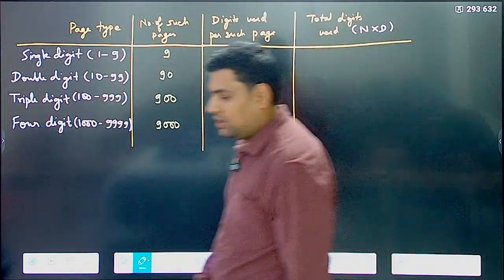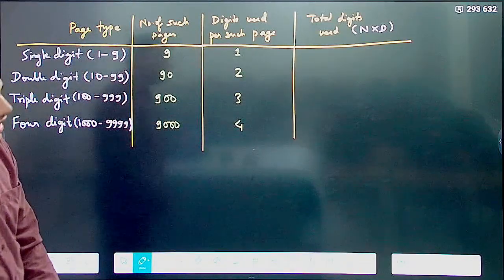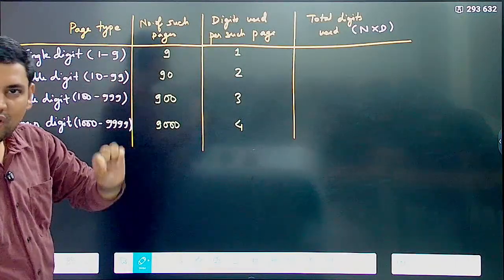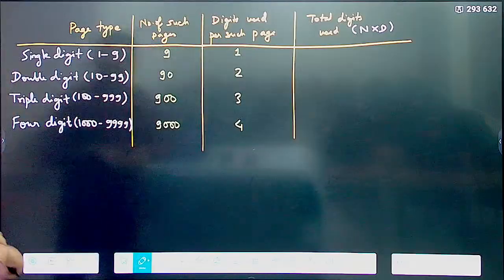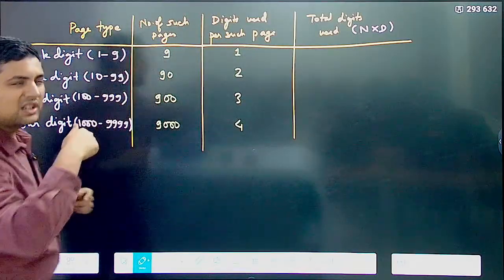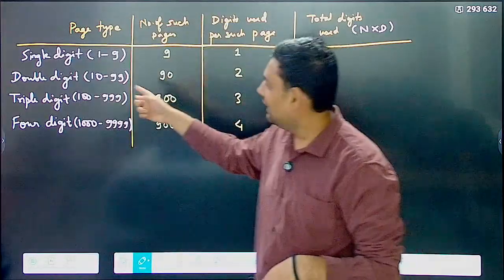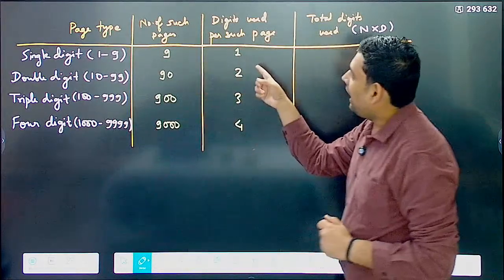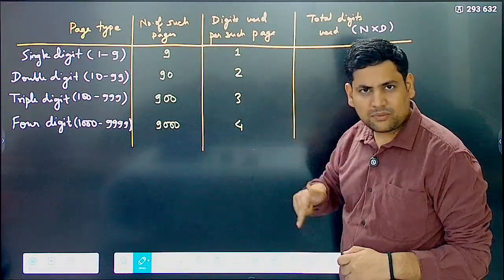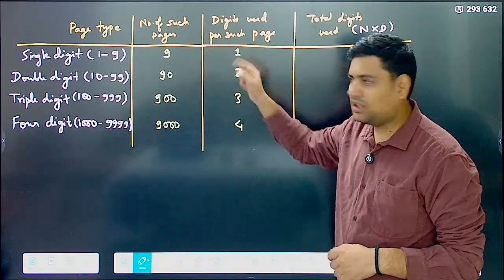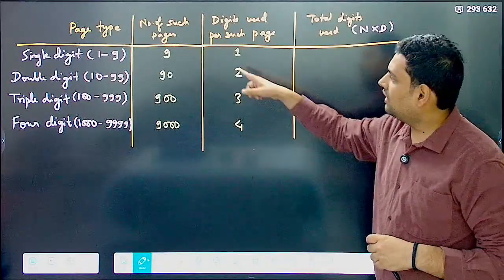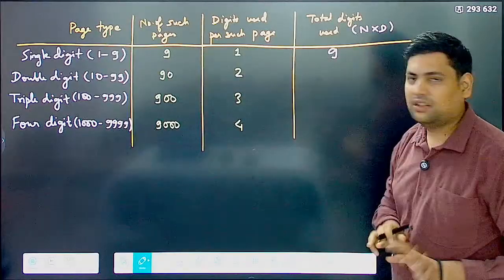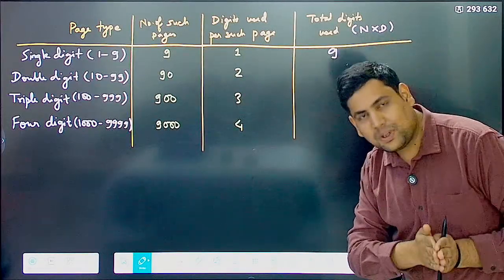Now, see, we have different kinds of pages. I am trying to count how many digits I will have to type, or how many times I will have to press keys. Single digit numbers, that is 1 to 9, how many such pages are there? 9. How do you calculate 9? 9 minus 1 is 8, 8 plus 1 is 9. Understood? Then how many times will you have to press? 1 for each of them. So 9 pages and 1 for each of them. How many digits will be used? It will be n into d, or 9 into 1, which gives you 9. So if I press 9 times, I can type pages from 1 to 9.